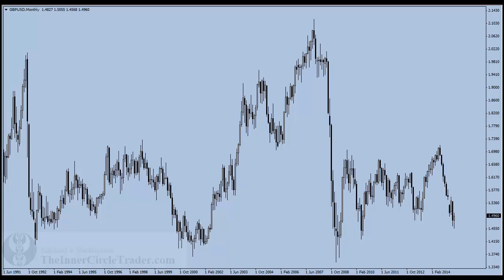Because the market is defined by the deep pocket institutional bank traders. They are the market. We are just fleas on the back of that dog. Now, sometimes they'll scratch and kill us, and then other times we're lucky enough to ride along on their coattails to wherever they're trying to get the market to go.